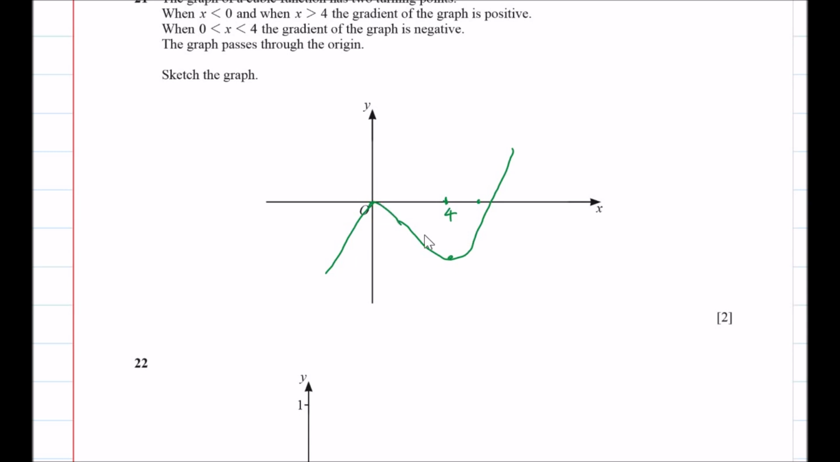Because between 0 and 4 you can observe that this part of the line has a negative gradient. The other two parts of the graph have positive gradient: more than 4 then positive, less than 0 then positive. So the condition is satisfied here. So this is the graph. This is how you are supposed to sketch.